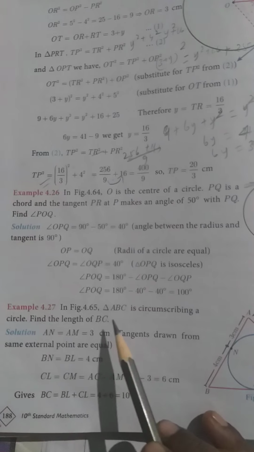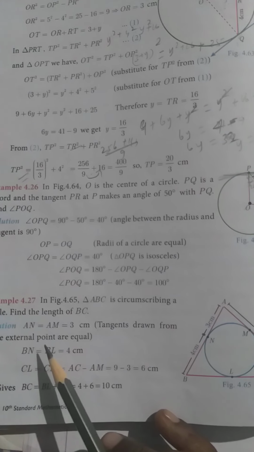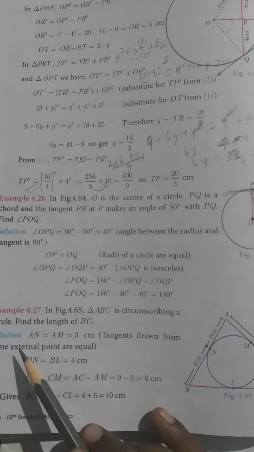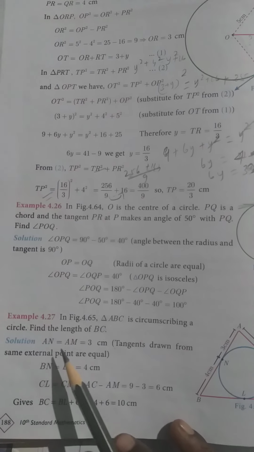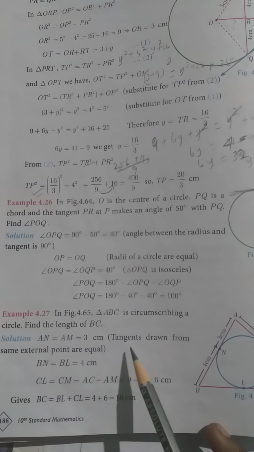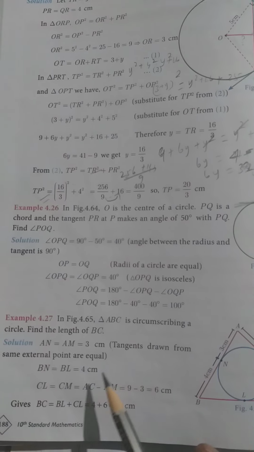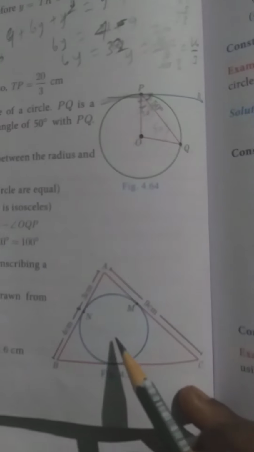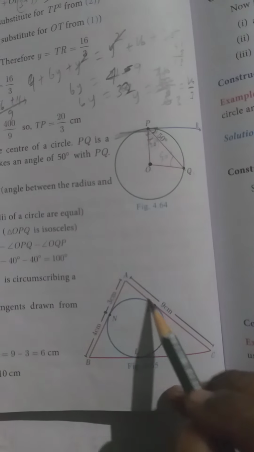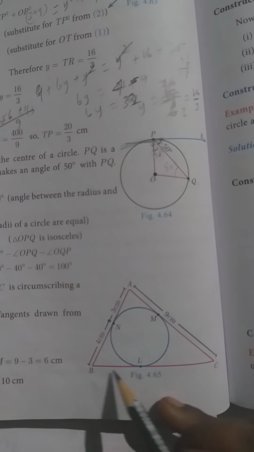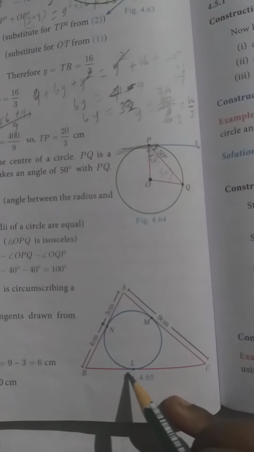Next in 427, triangle ABC is circumscribing a circle. Find the length of BC. AM is equal to 3 cm. Tangents drawn from an external point are equal. Here the diagram is given. If you draw the tangents from an external point, they are equal in length.